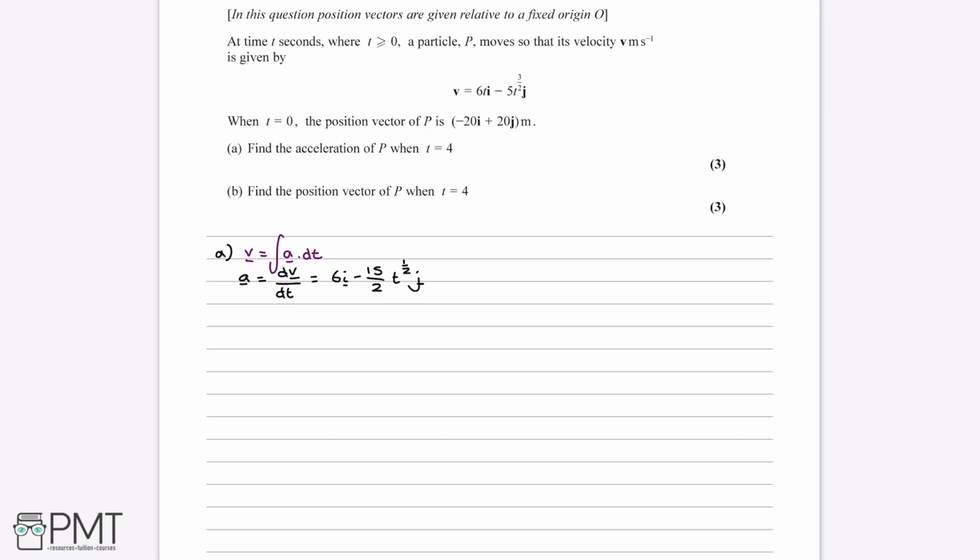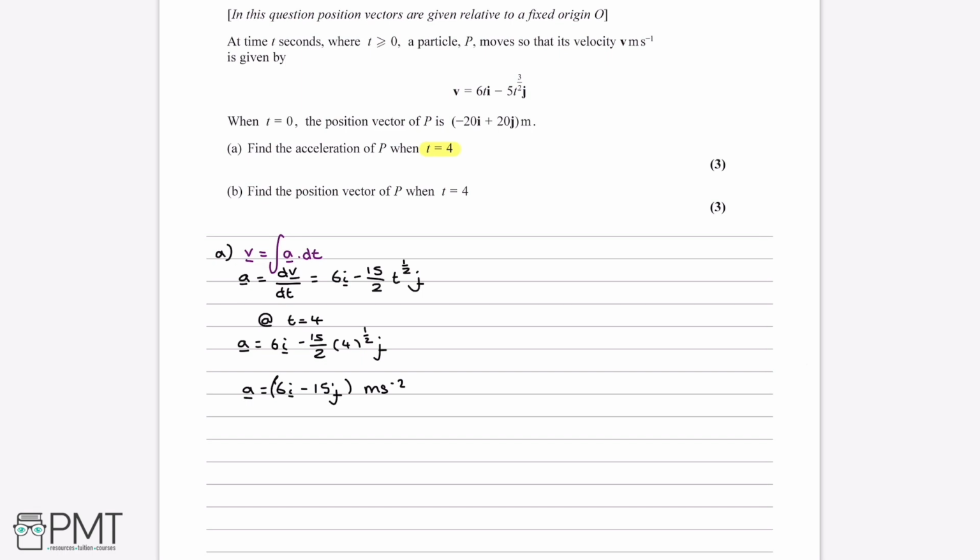But the question's not asking for a general expression for acceleration. It's asking specifically when t is equal to 4. So to find the acceleration at t equals 4, we just substitute t equals 4 into our equation. We have a equals 6i minus 15 over 2 multiplied by 4 to the power of a half j. And this turns to acceleration equals 6i minus 15j meters per second squared, because remember it is acceleration, so we do give units, and that's the answer.